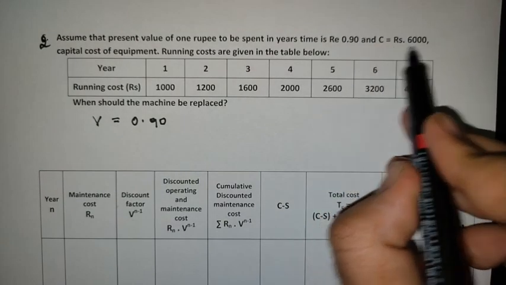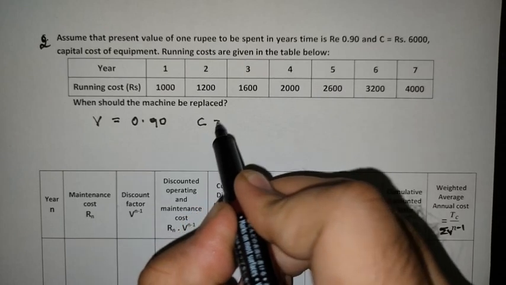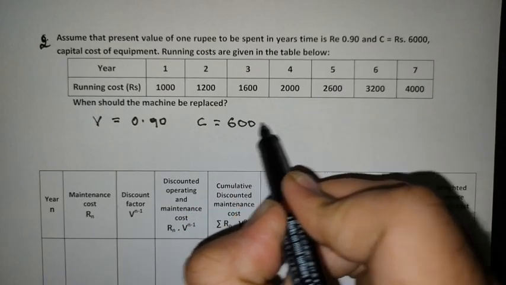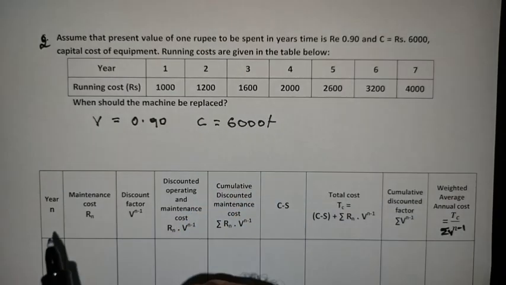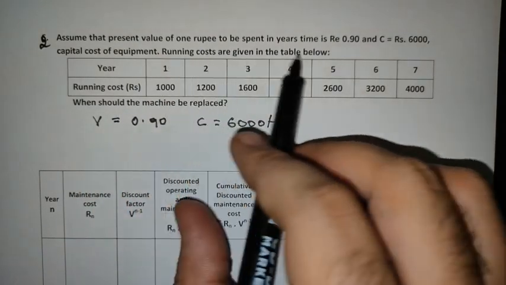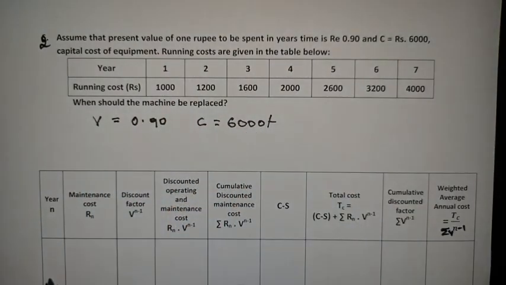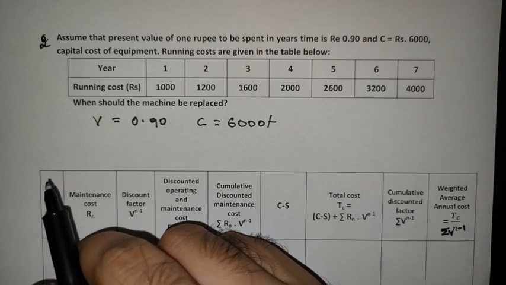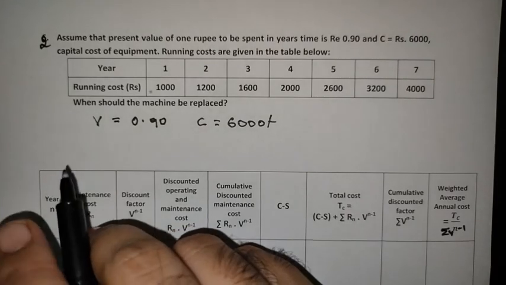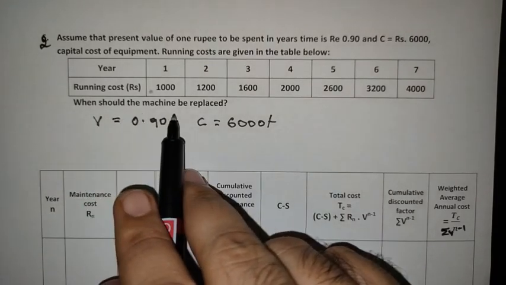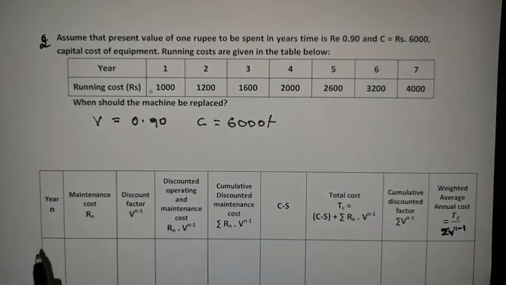0.90. That was directly given to us. Next, capital cost is given. So that is C equals 6,000 rupees. Next, the running costs are given in the table, for a 7 year period. Then he is asking us, when should the machine be replaced?